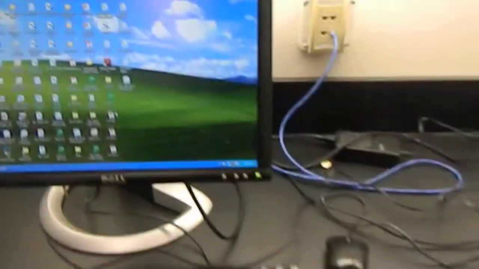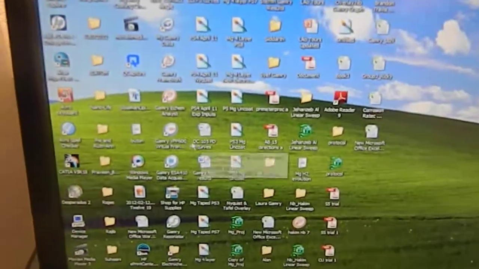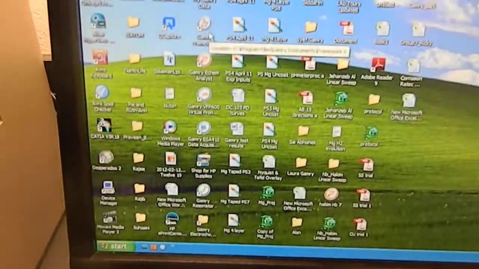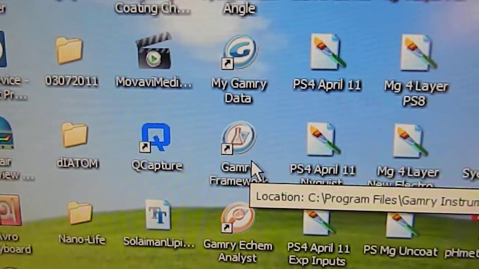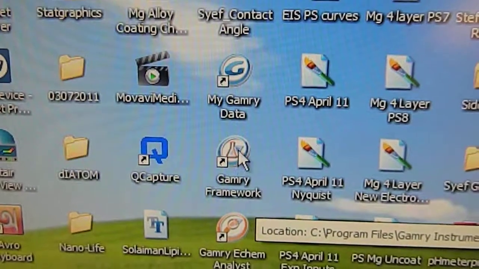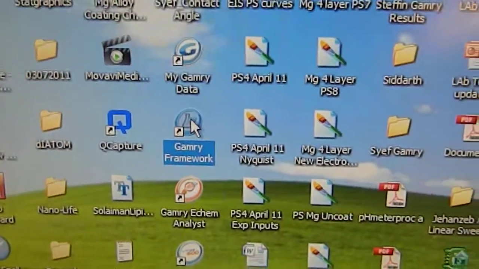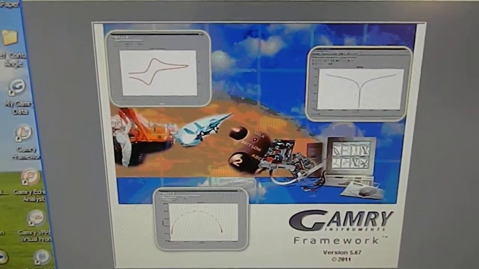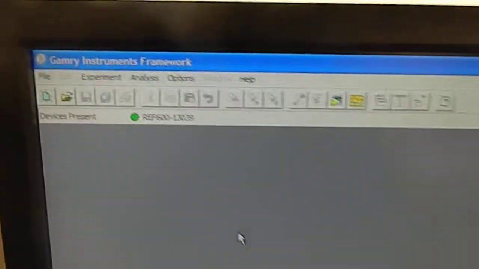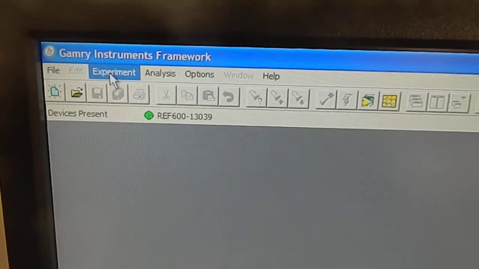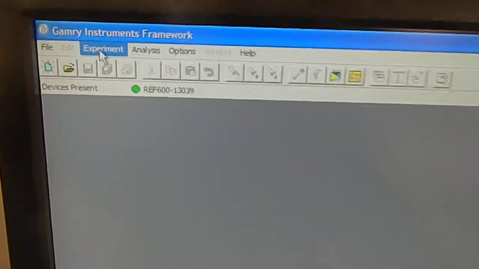So right now, after setting all this, we will go to GAMRY Framework. Okay, the GAMRY Framework pops up. To run an experiment, we have to go to the experiment menu. Click here. You will find some options.